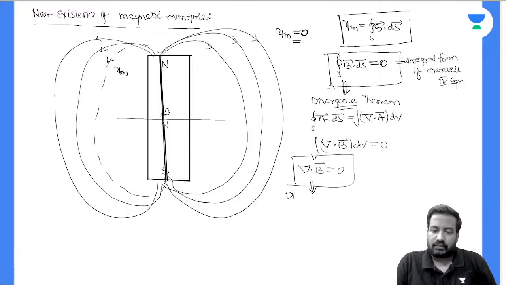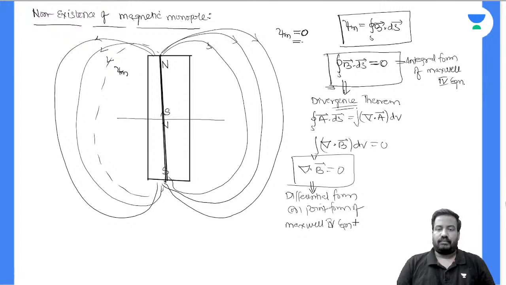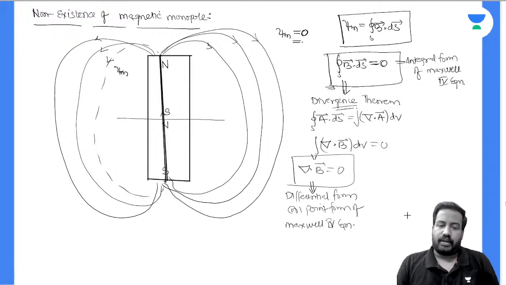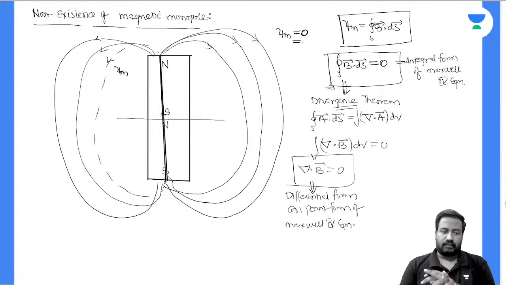This is called differential form or point form of Maxwell fourth equation. Differential form or point form of Maxwell fourth equation. Clear?